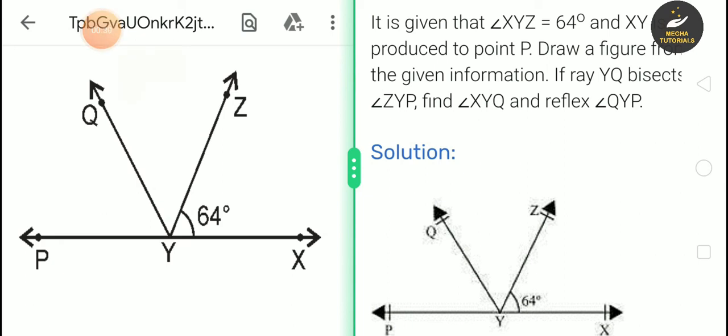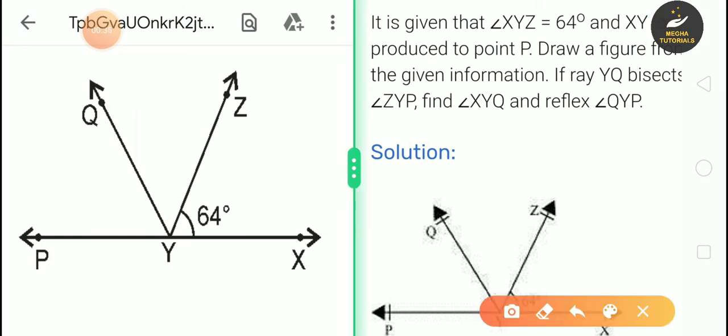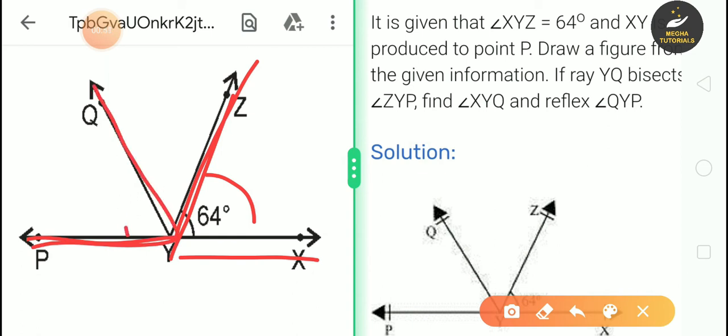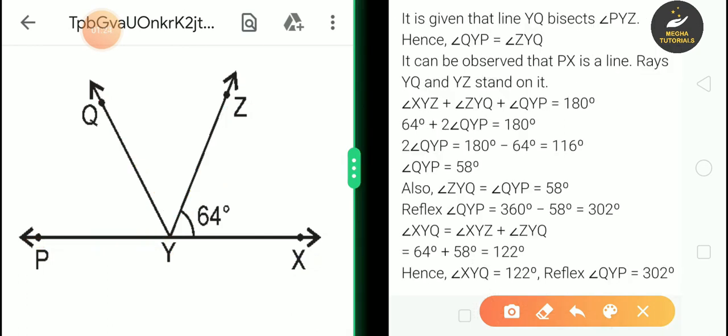Before going to the solution, please see the diagram. It is given that angle XYZ is 64 degrees. Then XY is produced to point P, and ray YQ bisects angle ZYP. So this is ZYP and YQ bisects angle ZYP, meaning these two angles are equal. Okay, so let's go to the solution. It is given that line YQ bisects angle PYZ in equal parts. Therefore, we can say that angle QYP is equal to angle ZYQ.